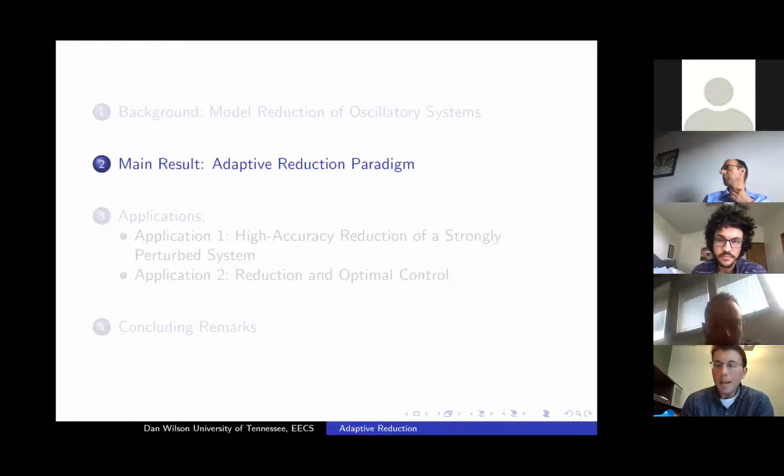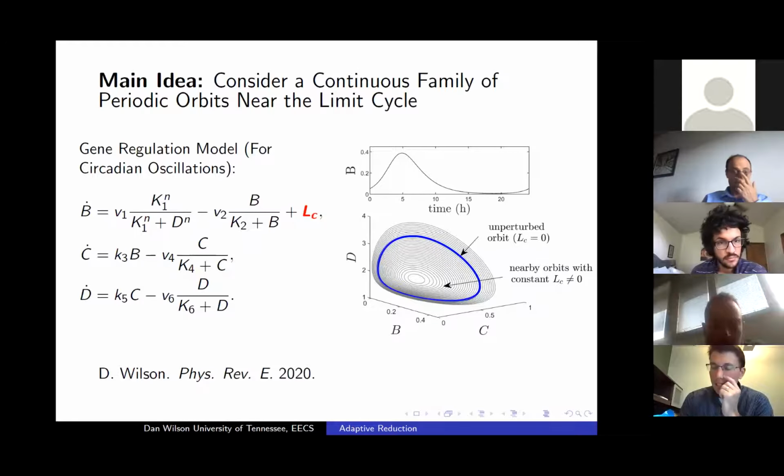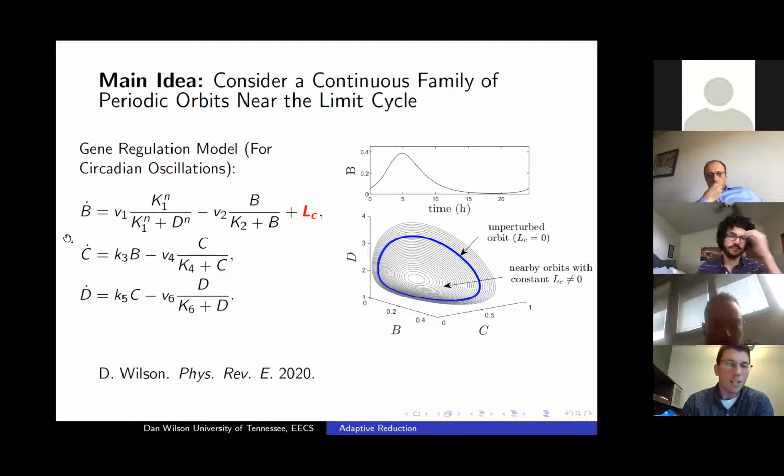So this brings me to the main result that I want to talk about, which is this adaptive reduction paradigm, which is kind of an extension to standard phase reduction. So the main idea I'm going to describe on these next couple slides here. For the moment, we can think about, for concreteness, a three-dimensional model of gene regulation that's sometimes used to model circadian oscillations. So we have three variables, B, C, and D.